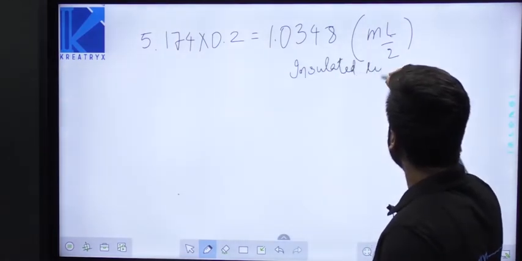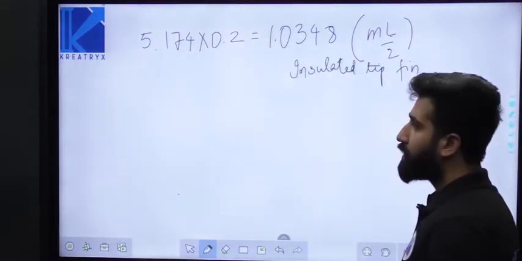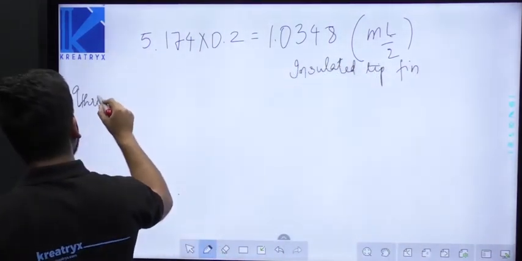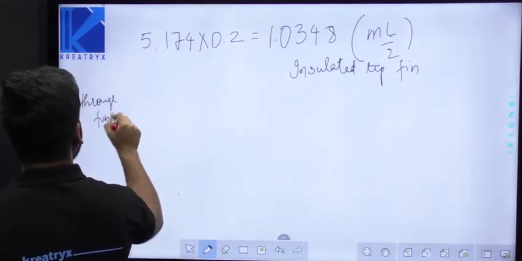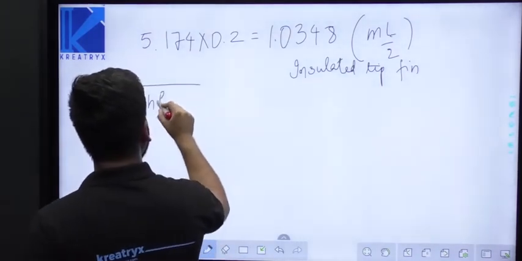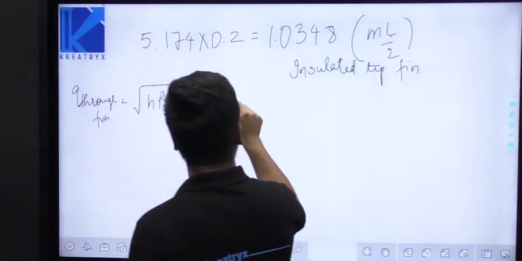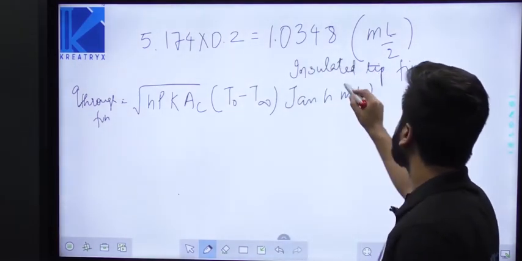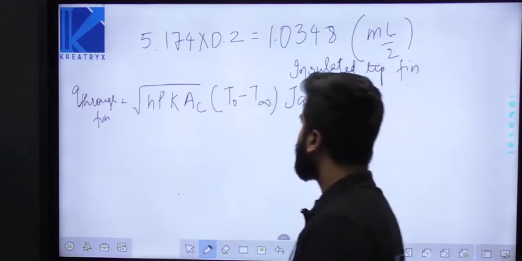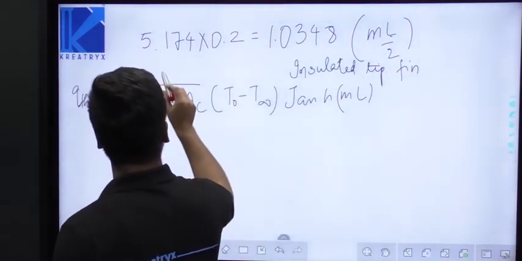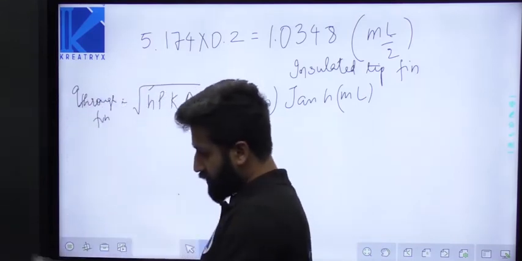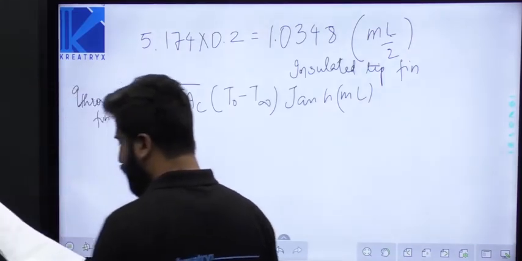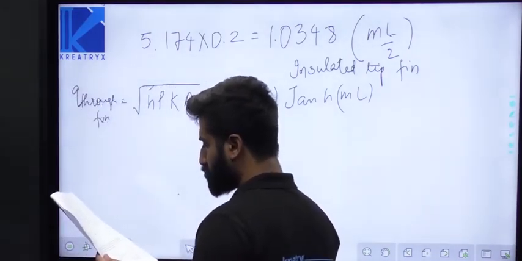And for an insulated tip fin, what is the rate of heat transfer through the fin? Q through fin is root of H P K AC times T naught minus T infinity times tan hyperbolic ML. This is the answer. Let me tell you the data. H is 17.4. P is 4 into 0.05. K is 52.